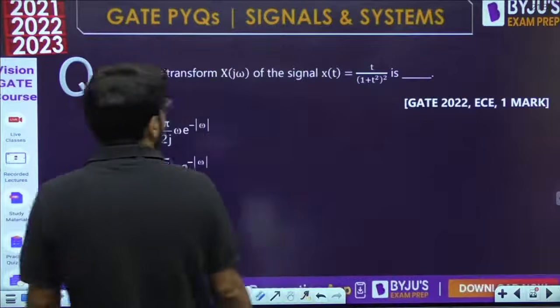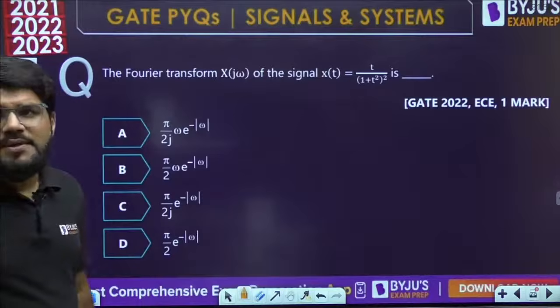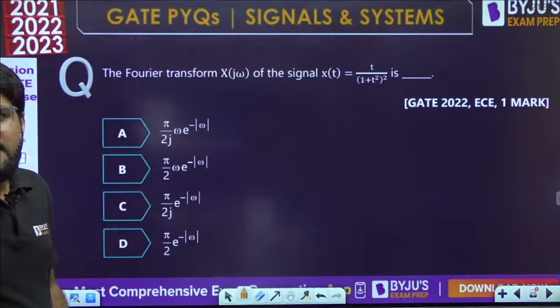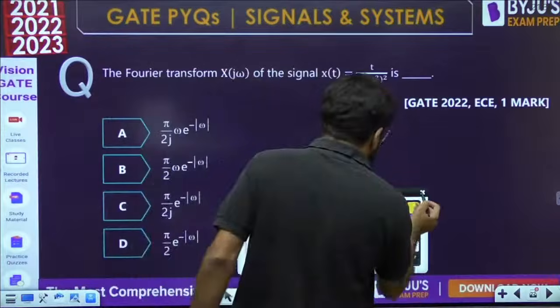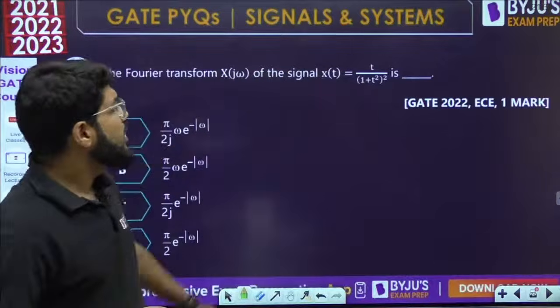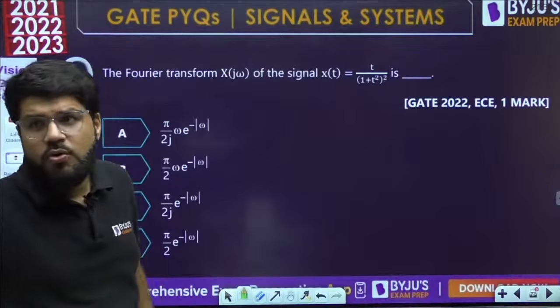Okay. What is the Fourier transform for x of t equal to t upon (1 plus t square) whole square? Correct answer for the previous one, Dreamer and Bhanu, it is C. Now, let's come to this one. First, some basic properties can be applied here. t upon (1 plus t square) whole square.